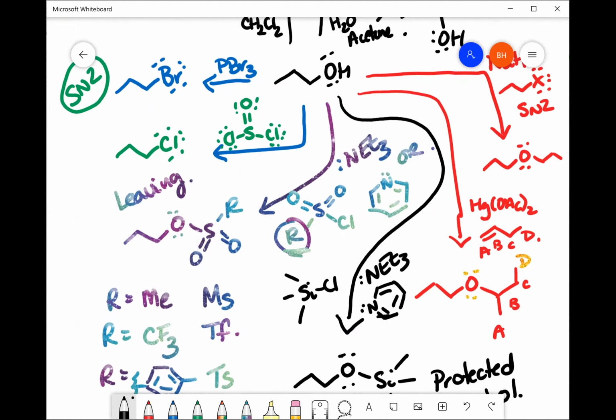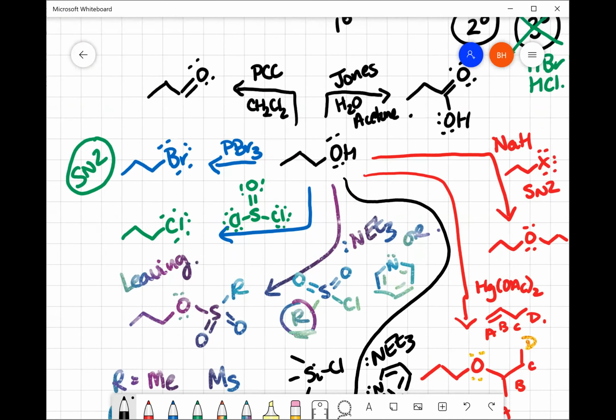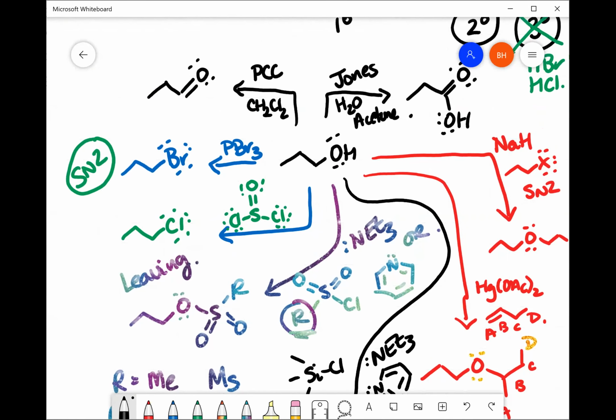We've got one method to convert your alcohol into a really good leaving group, the sulfonates. We've got some functional group transformations converting the alcohol into either bromides or chlorides. And then we've got another functional group interconversion to make ethers in two different ways, depending upon if it's an SN2 reaction or if you're making a hindered ether. And then the ones we started off with at the start, where we are converting that alcohol functional group into carbonyl compounds, so aldehydes or carboxylic acids.